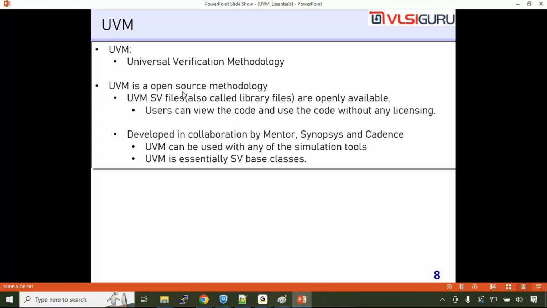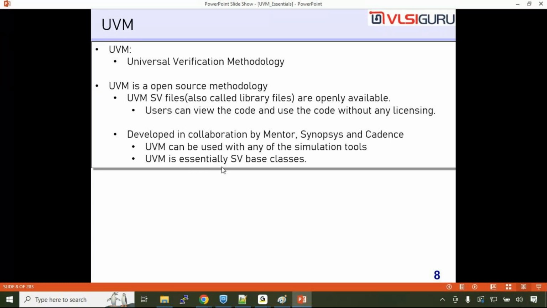So who has developed it? It is developed in collaboration by Mentor, Synopsys and Cadence. These are the three companies who develop the EDA tools. These companies come together and develop this methodology. UVM can be used with any of the simulation tools. You can use it with QuestaSim. You can run UVM code with VCS, Synopsys VCS, and also with NCSim.